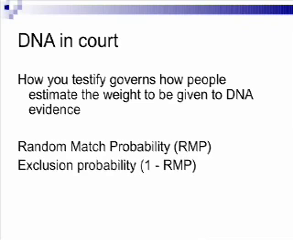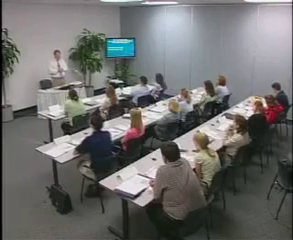Remember, the random match probability is just that, and the exclusion probability, and you'll hear them call it a probability of exclusion, is 1 minus the random match probability, which is usually 99.999 something, right? What is the exclusion probability? What is it in words? Well, it's the probability that you would exclude a random person from the population by chance, right?